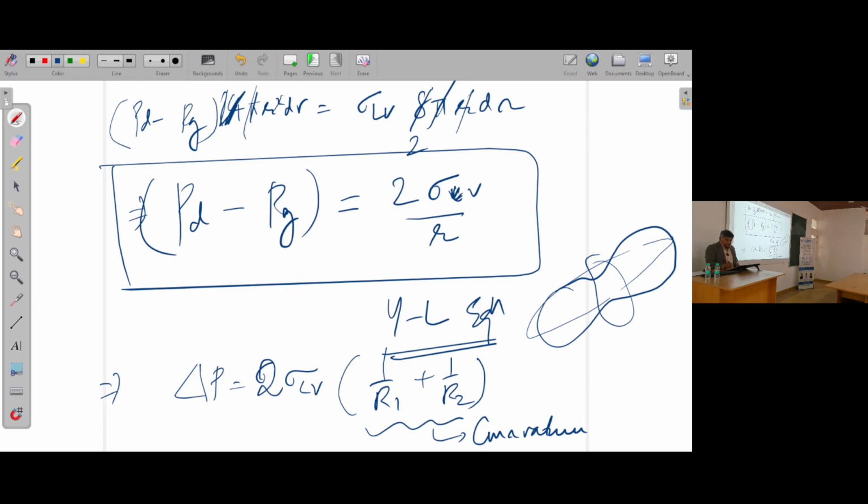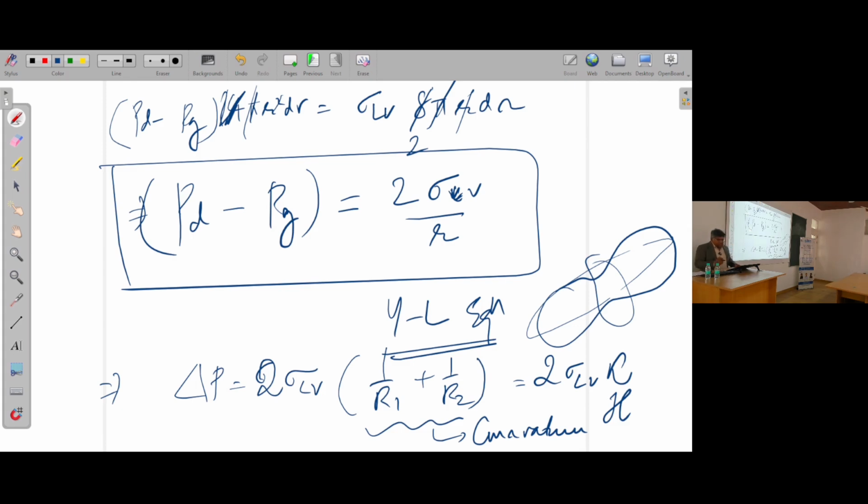Okay, so the curvature, in general, is represented as 2 sigma kappa. In some books it is represented as kappa, and in some books it is also represented as H. This is the general formula for the Young-Laplace equation.